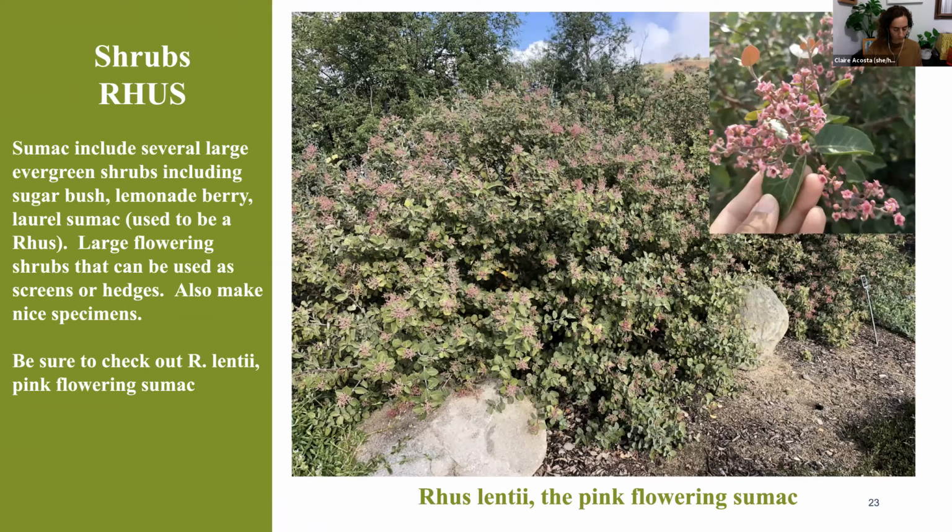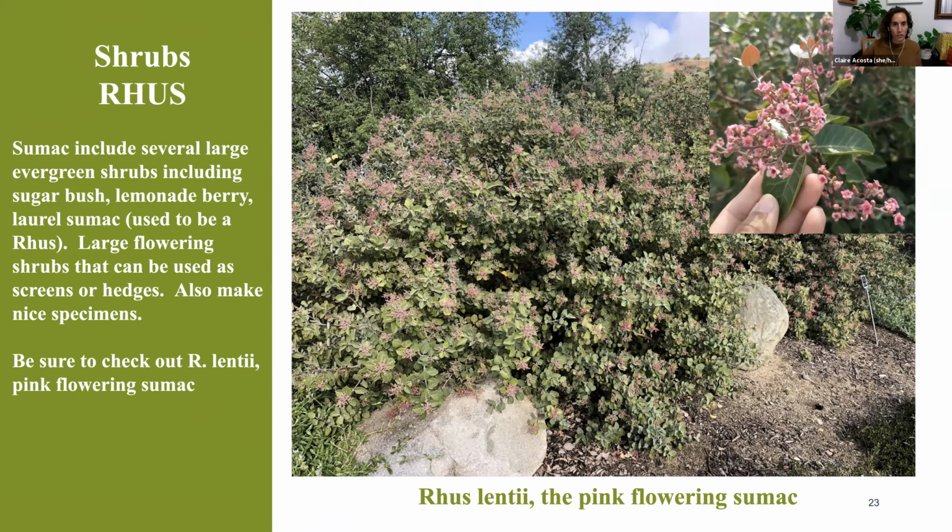We have Rhus, which is the sumacs. So there are several different types of Rhus. There's the sugar bush, which is Rhus ovata, and then there's the lemonade berry, which is the Rhus integrifolia. And we have listed here laurel sumac, which was formerly a Rhus, but it's actually Malosma laurina, which Brenda was mentioning. But all of them are similar kind of leathery evergreen foliage and serve similar purposes.